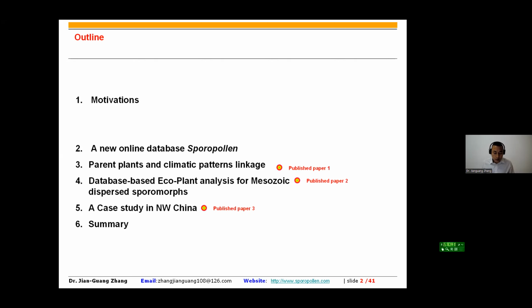Based on the result in the third part, the fourth part, also a published paper, will talk about how to create a new interface to quickly link the discussed sporomorphs to past vegetation patterns and climatic changes. The fifth part is a case study to demonstrate that the database I created is a reliable tool for paleoenvironmental and paleoclimate reconstruction. In the last part, I will give a summary for this study.